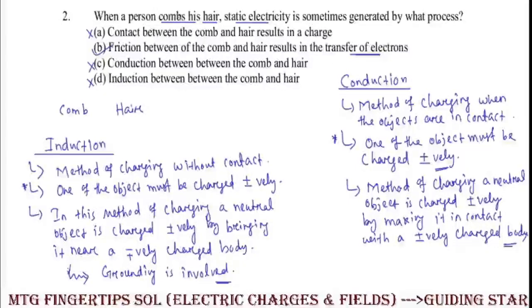Clear? But when you comb your hair, in that particular case we rub, that means friction is involved over there, so that's why these two will not be the case. And why friction यहाँ पे क्यों लिया जा रहा है, and why it is the correct one, because when we take the comb and hair, जब पहले से हम comb and hair को लेते हैं वो पहले से न्यूट्रल है.